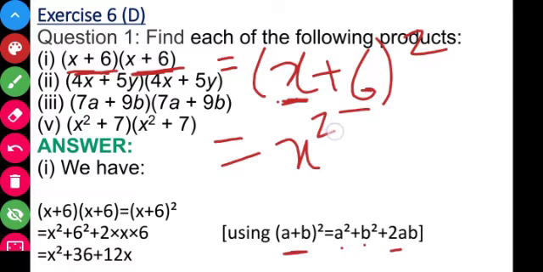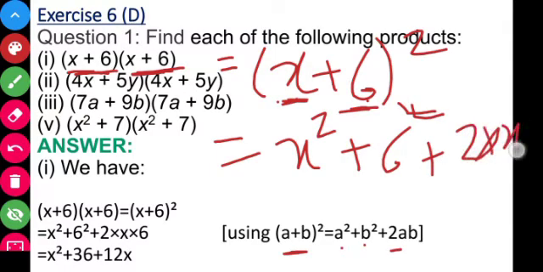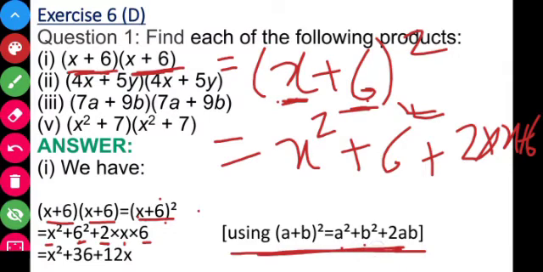So that means a square plus b square, that means 6 square, plus 2 into x into 6. Understand? So here, x plus 6 into x plus 6 is equal to x plus 6 whole square. So this can be written as x square, that means a square, plus b square, at the place of b, 6 square, plus 2 into a, so x into b, that means 6. Okay, by using the identity a plus b whole square is equal to a square plus b square plus 2ab.